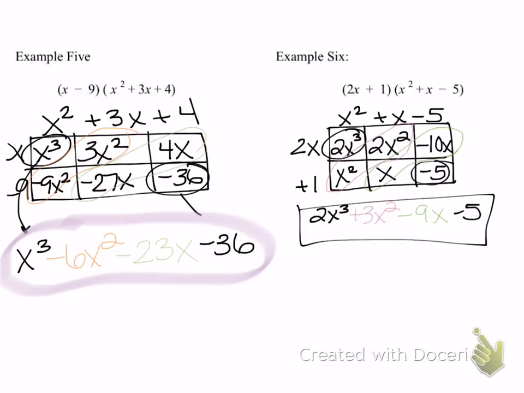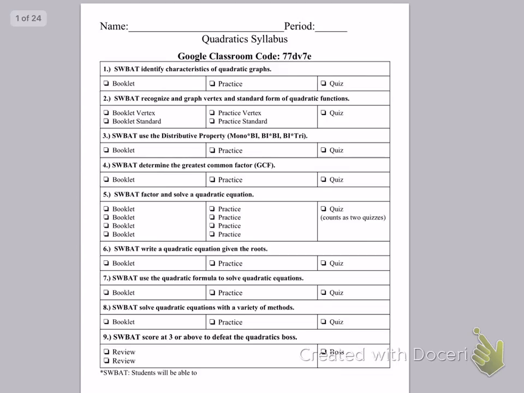Okay, so distributing's not too bad if you do it in the boxes. Keep in mind you can still distribute everything by everything, but sometimes that can get a little confusing. Okay, so I suggest you use the boxes, but you don't have to. Okay, so go ahead and go back to your first page. Go ahead and cross off the booklet.